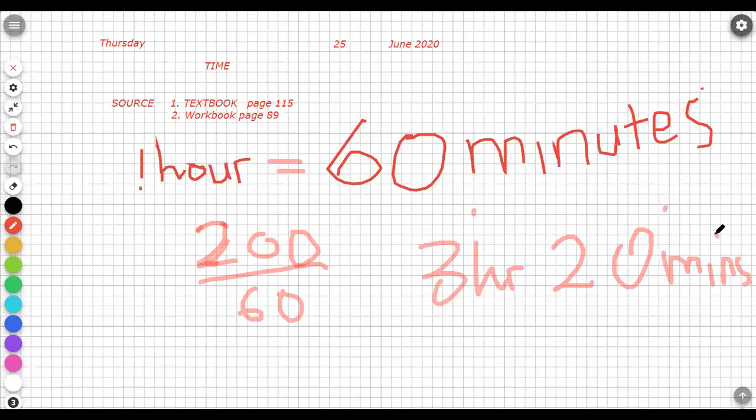The first thing that you do is you look at the relationship. You want to change hours into minutes. What is the relationship between hours and minutes? If the relationship is that 1 hour is equal to 60 minutes, then when we're changing minutes into hours, we're dividing by 60. If we're changing hours into minutes, we're multiplying by 60. That 60, we are getting it from the relationship that is there between hours and minutes.